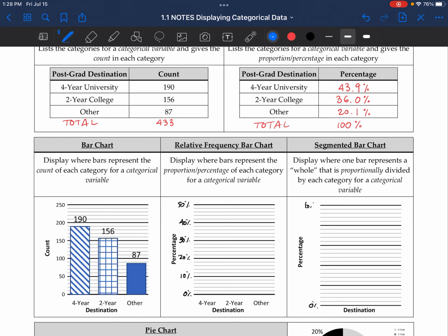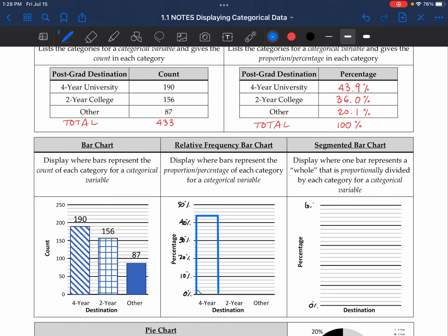And then I'm just going to make bars that match up with those. So for the four-year university, it was about 44%. So I'm going to go in here and make a 44% bar, like so. If you want to grab a ruler and make it nice, you can do that. I have a little thing that clicks to straight lines for me on my iPad, so that's nice.